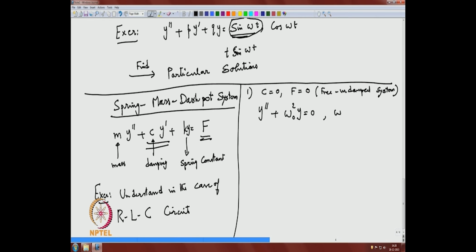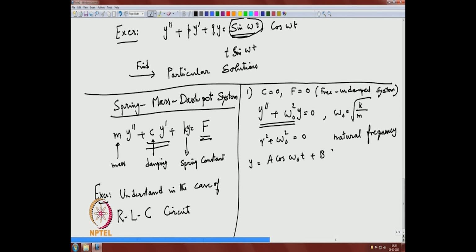What is omega naught? Omega naught is the square root of k over m. This is called the natural frequency of the system. This is what we have done. Immediately, if you write down the auxiliary equation, it will be r square plus omega naught square, which has complex roots, so your solution will be a cos omega naught t plus b sin omega naught t.